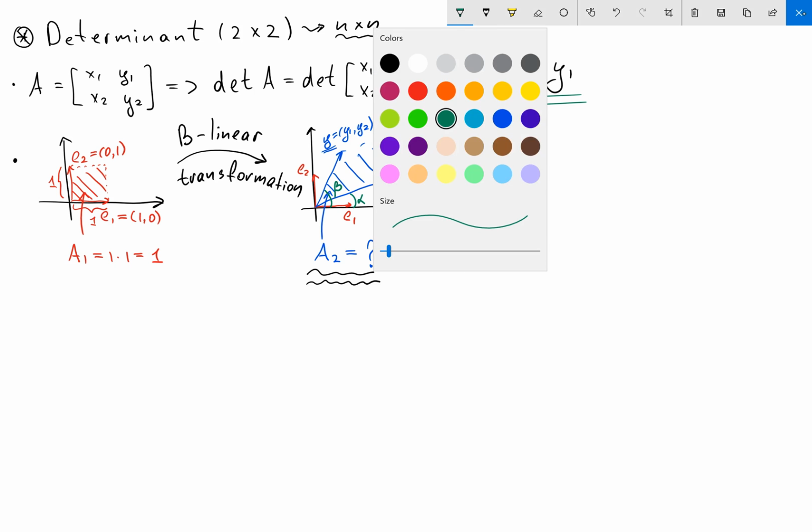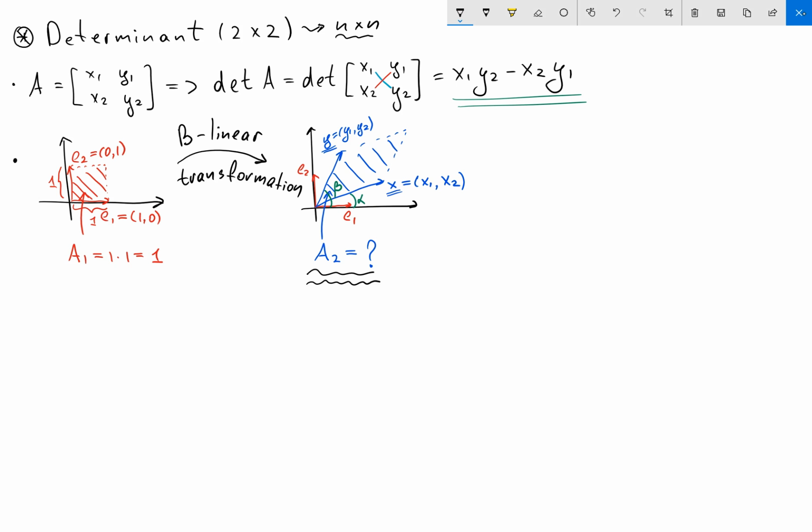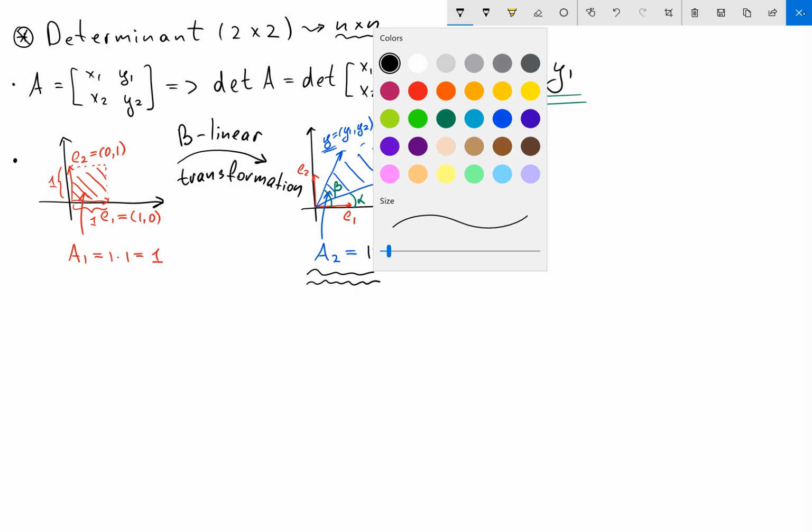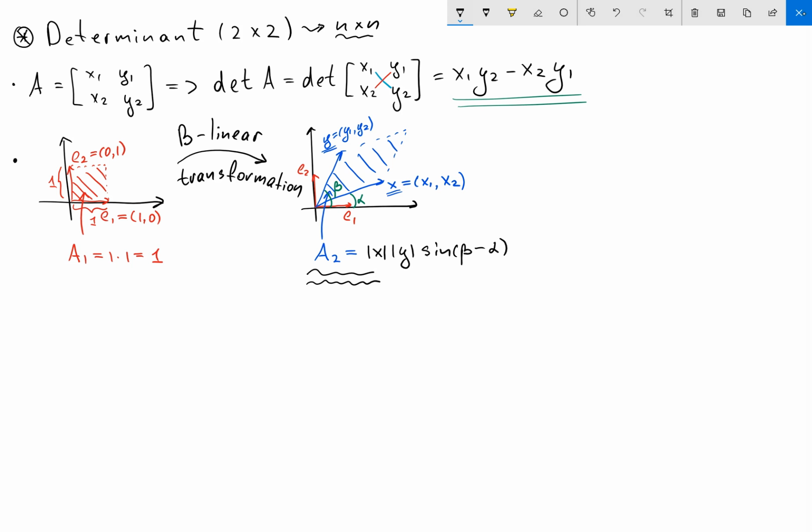And then if we have two vectors alpha and beta, we can express our area by using the following formula, where absolute value of x is the length of vector x, absolute value of y is the length of vector y, and sine of beta minus alpha is this angle, because we know that this angle is going to be angle beta minus angle alpha. And why am I using this formula?